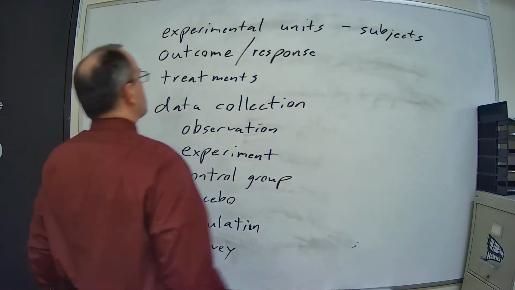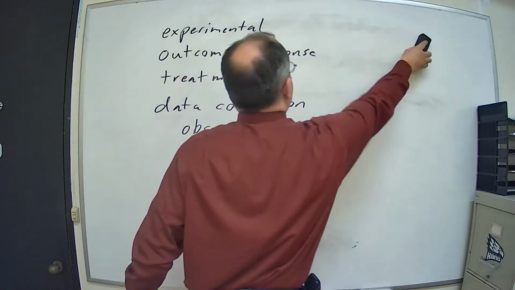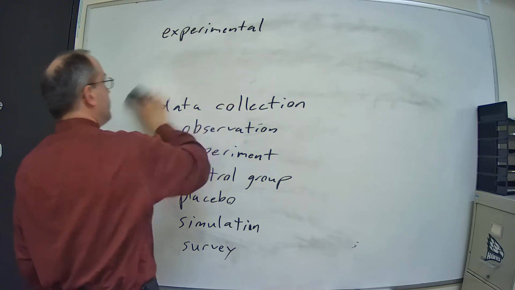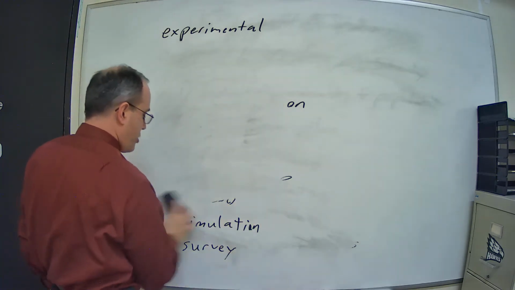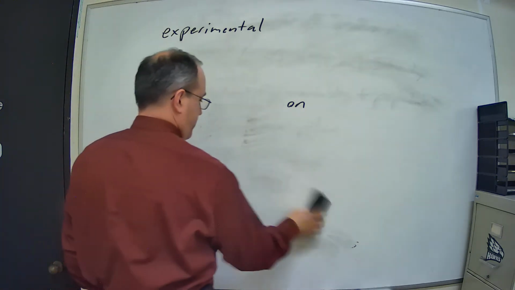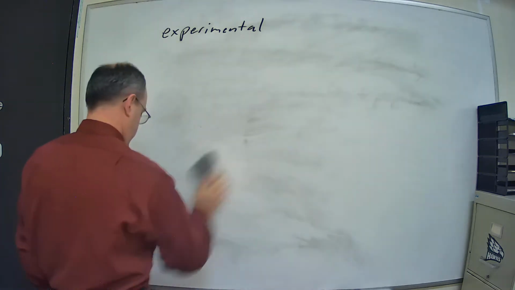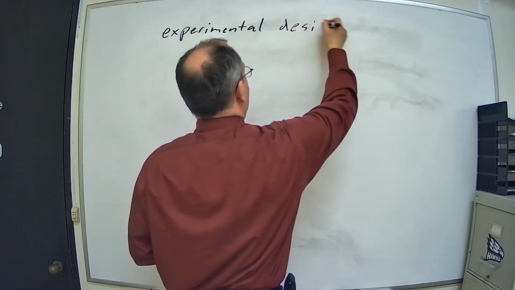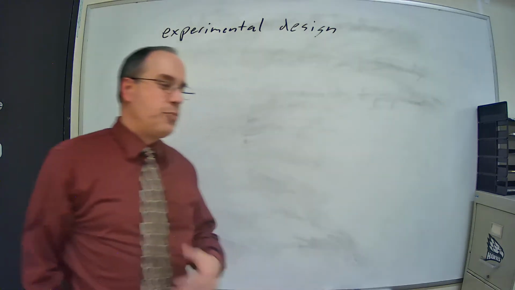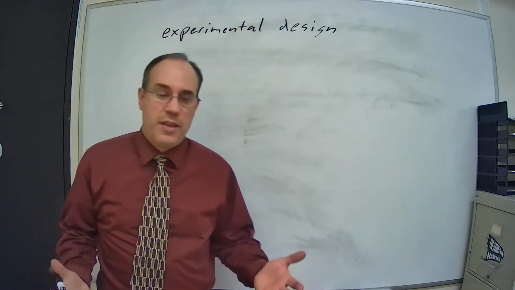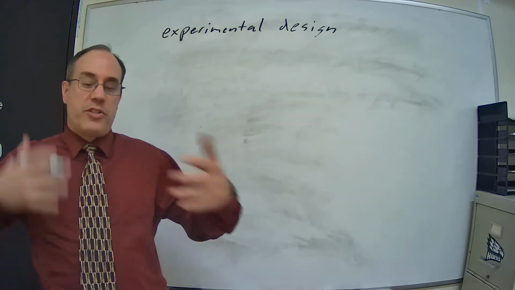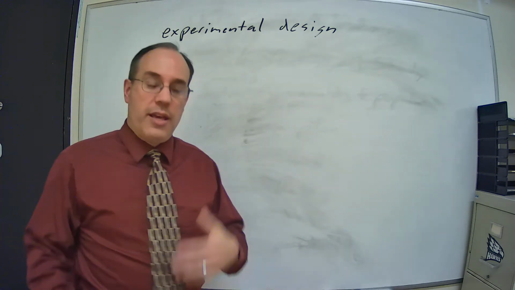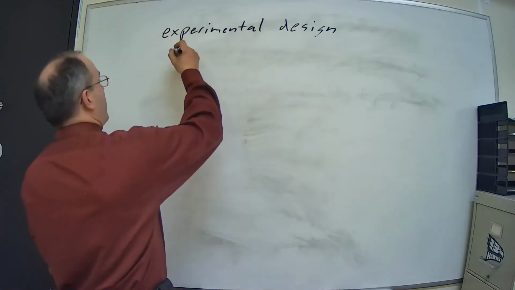Let's look at experimental design. Remember, experiments are where we're applying some treatment. So looking at experimental design, well, there are still some more things that come into that, like confounding variables.